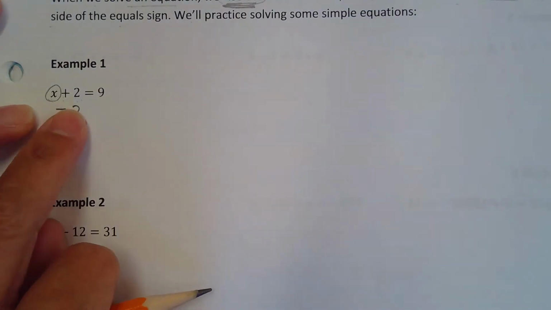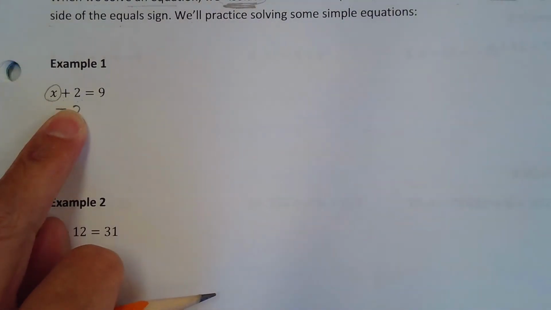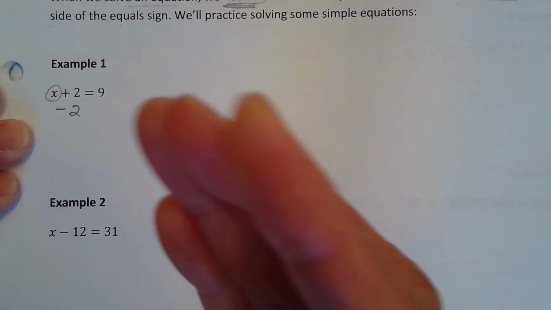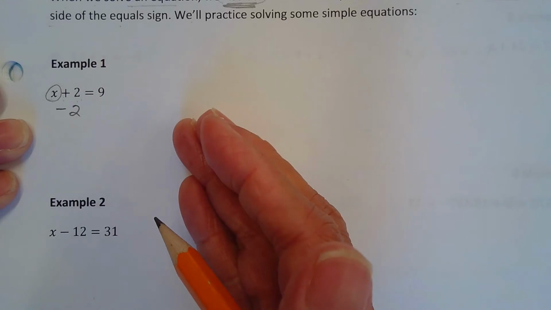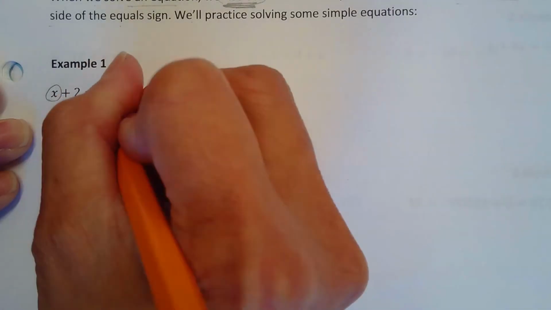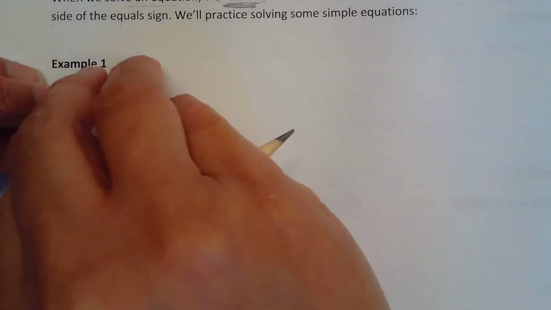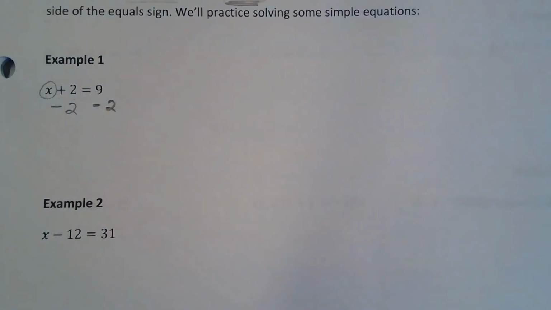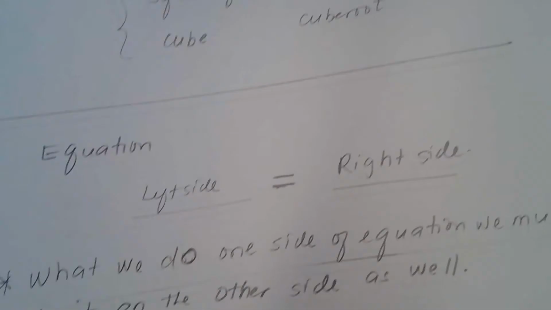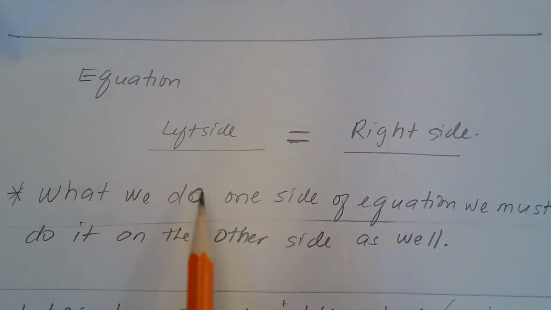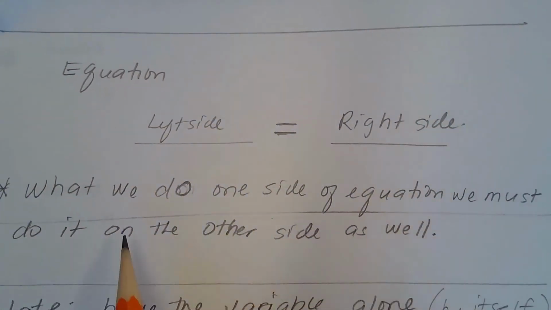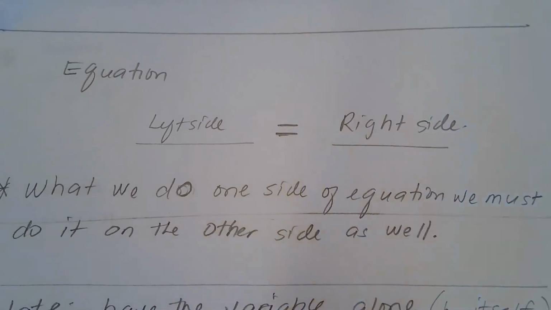Now, if I minus 2 on the left side, I have to do the same thing on the right side. Right? So if I take away 2 from here, I must take away 2 from this side as well. Okay? We said that. What we do on one side of the equation, we must do on the other side as well.